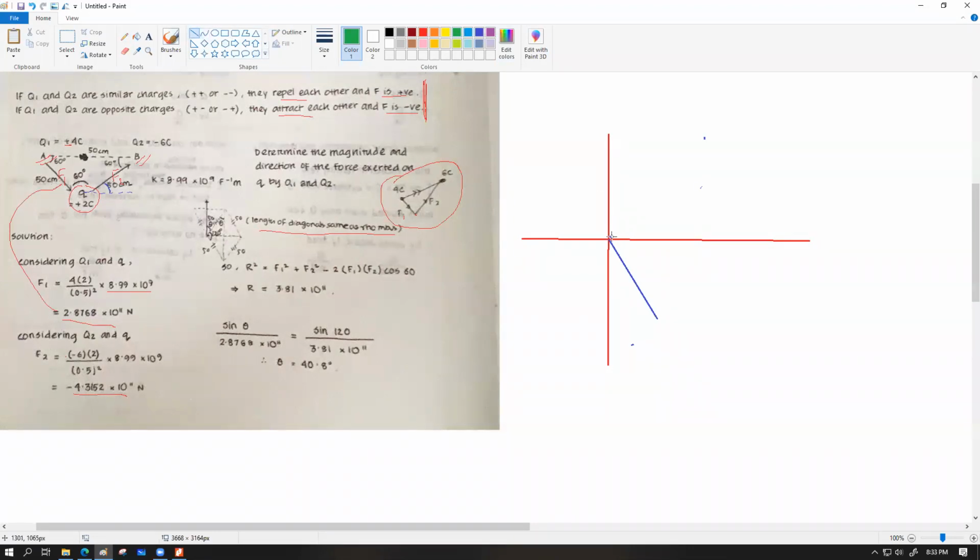This should be slightly bigger. Why slightly bigger? Because the force is bigger. Exactly, because the magnitude is large. So let's say this is a scale diagram, although I did not measure, but I can confirm to you that this angle is 60 degree and this angle is also 60 degree.